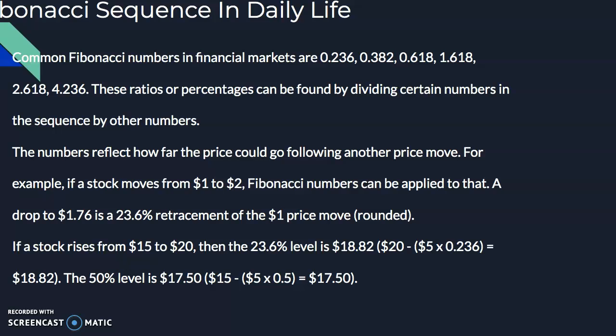For example, if a stock moves from $1 to $2, Fibonacci numbers can be applied to that. A drop to $1.76 is a 23.6% retracement of the $1 price move. If a stock rises from $15 to $20, then the 23.6 level is now $18.82.